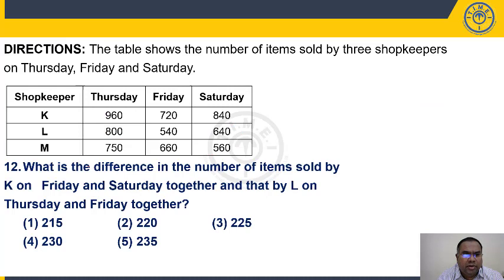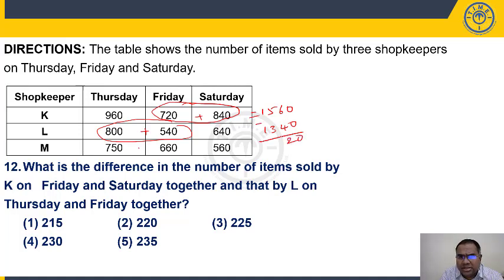Question number 12, students. Difference in the number of items sold by K on Friday and Saturday together, and that by L on Thursday and Friday together. K on Friday, Saturday together, add these two. So K is how much? 40 plus 20, 60, 1560. Then L on Thursday and Friday, add these two: 1340. Difference. So difference is 40 plus. If you want to subtract, we will do it using additions only.